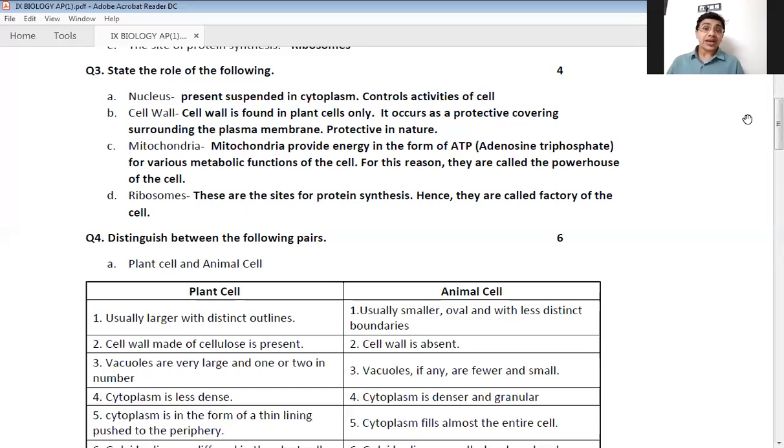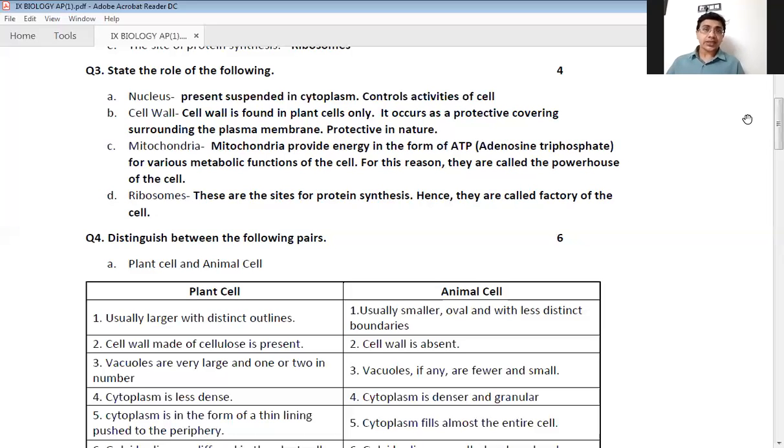Okay, let's go to the next question, and that is about cell wall. Now, when it comes to cell wall, we know that cell wall is present only in plant cell, right? It is absent in animal cell, and it occurs as a protective covering surrounding the plasma membrane, and its main function is protection, right? So if this question is about role, here there are some additional points given for the answer, but if it is just cell wall function or role that is asked, you can easily write that it is protection to the cell, right?